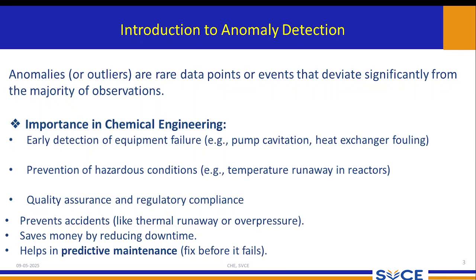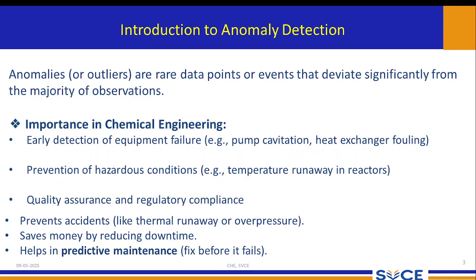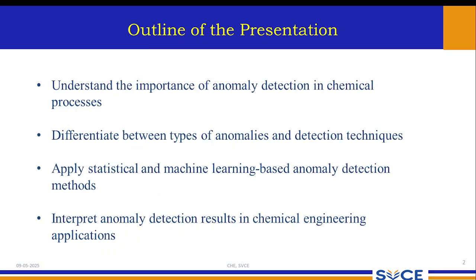The main learning of today's class is to understand the importance of anomaly detection in chemical processes, differentiate between types of anomalies, that is point anomalies, contextual anomalies and collective anomalies, apply statistical and machine learning techniques to detect the anomalies, and interpret the anomaly detection results in chemical engineering applications, with an assignment and the MATLAB code I have explained to you.